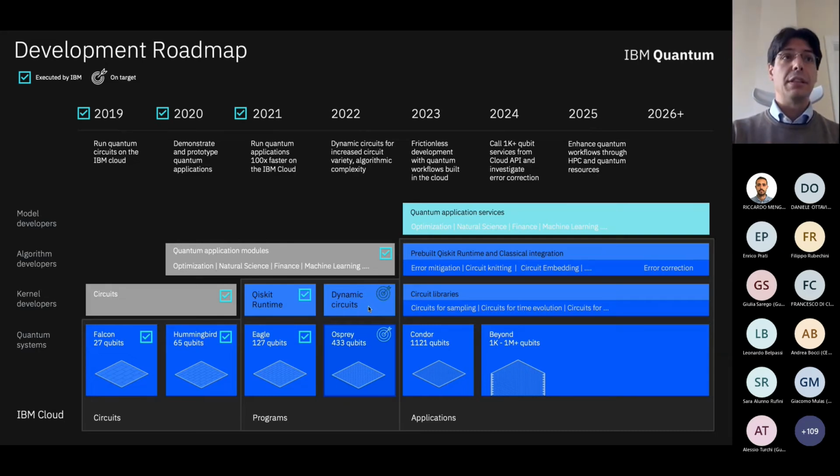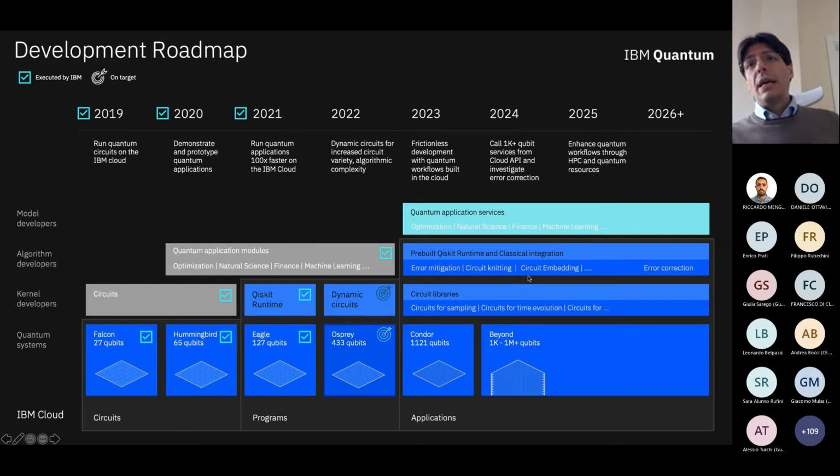We are also addressing algorithm developers with libraries in several fields. Here you can see the four fields that we are addressing today: optimization, natural science, in which you also have high energy physics, quantum chemistry, and material science. Then we have finance, with several algorithms developed for finance, Monte Carlo-like algorithms, portfolio optimization, and so on. And then we have machine learning. In particular, we started with classification, so quantum support vector machine and other algorithms for machine learning. All these libraries are already available in Qiskit, so publicly available.